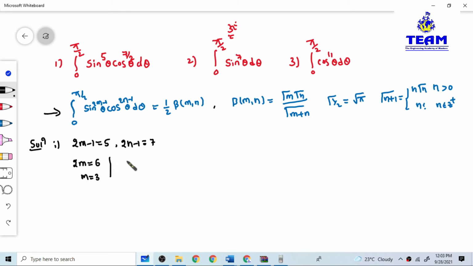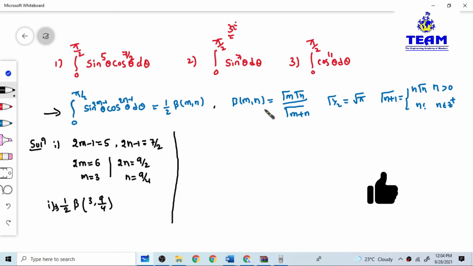Similarly, you find the n value. Then 2n is equal to, here you have 7 by 2, friends. So 7 by 2 plus 1 will become 9 by 2. So n is equal to what you are getting? 9 by 4. So from the formula you can say the integral value will be 1 by 2 times, first problem implies 1 by 2 times beta of 3 comma 9 by 4. Now use the formula. Which formula are we using? Beta of m comma n is equal to gamma m gamma n by gamma of m plus n.